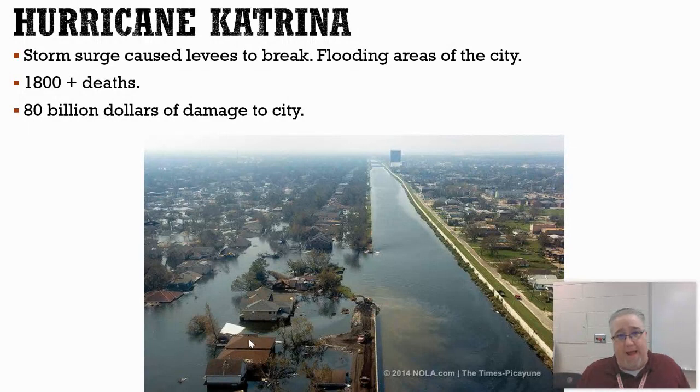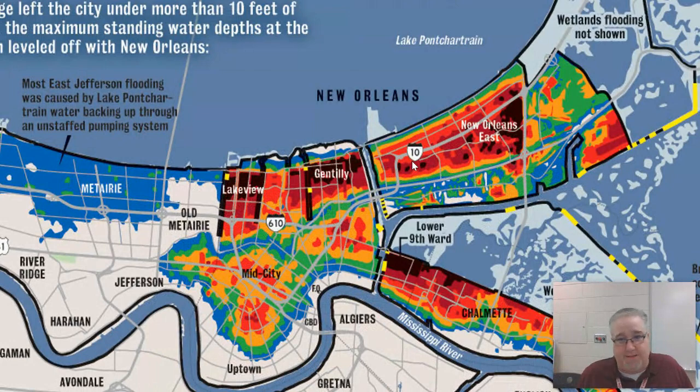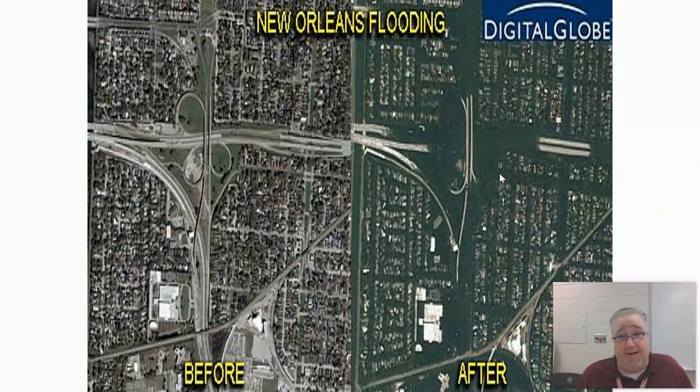This was such a massive event. 1,800 people died. $80 billion of damage to the city. I mean, this was like a massive disaster. Here was New Orleans. Here, these areas in yellow are where the levees actually broke and caused neighborhoods to flood. You see it here again.